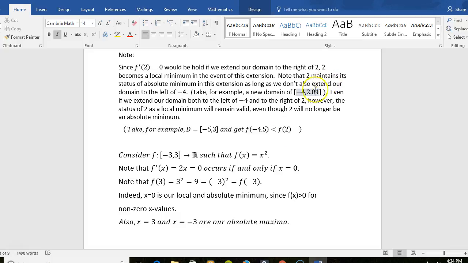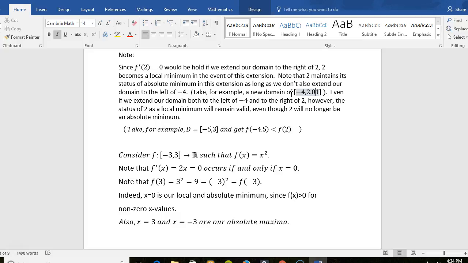Guys, as long as you keep the 2.01 here, as long as the right side goes past 2, your localness is good. You'll have x equals 2 will be the location of your local minimum forevermore. It's safe. It doesn't matter if you go past negative 4 to the left, as far as local minimum goes.